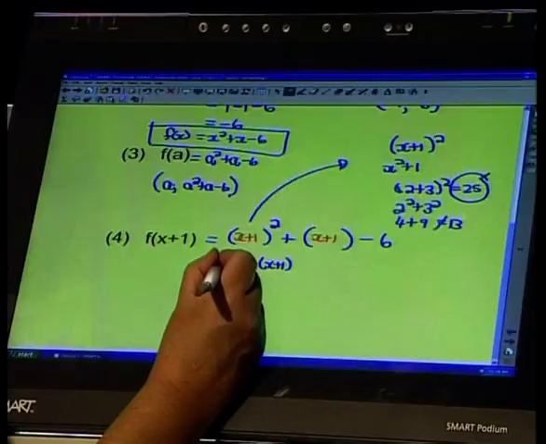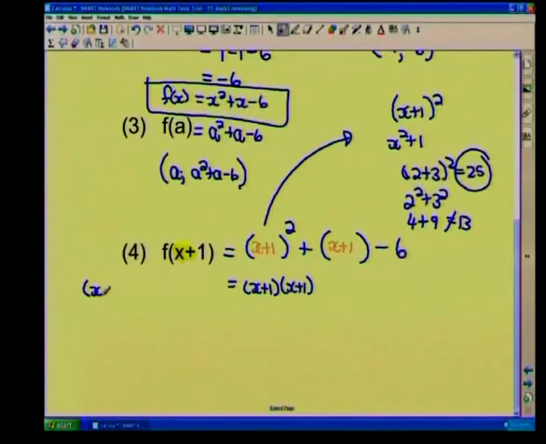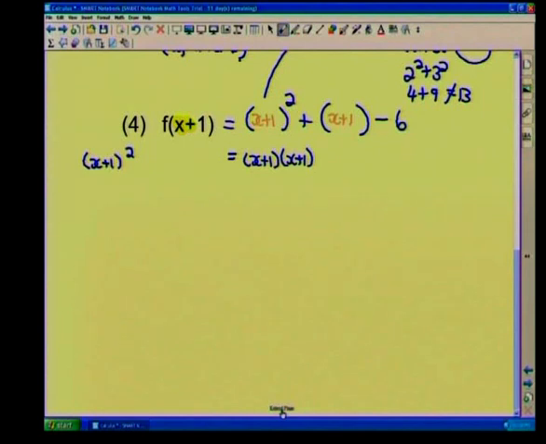So just remember, if you're not sure and you don't remember it, write it out twice, and then you know how to use your firsts, outers, inners, and lasts. But if not, you just write it twice, or you use a shortcut that goes as follows. If I've got x plus 1 squared, I square the first one, which is x squared. I square the last one, which is plus 1. I multiply those together, which gives me 1x, and then I times it by 2, so I'm going to put in plus 2x.